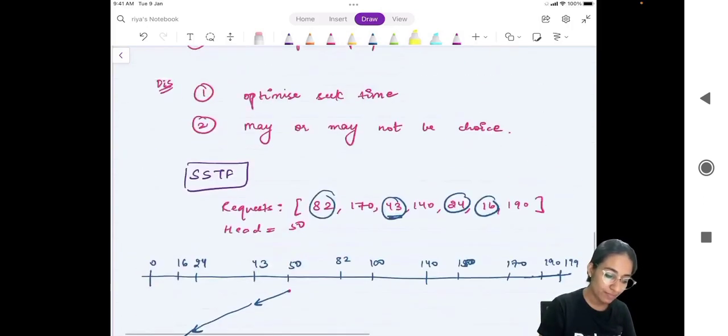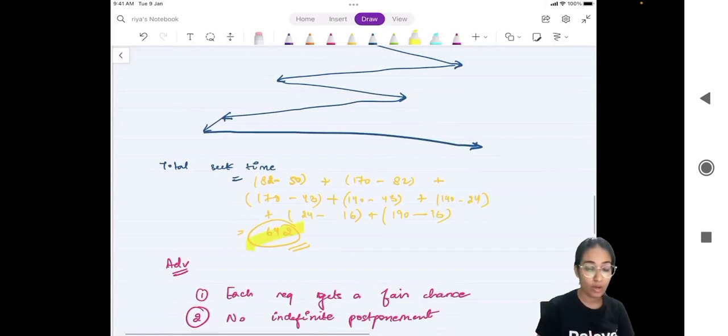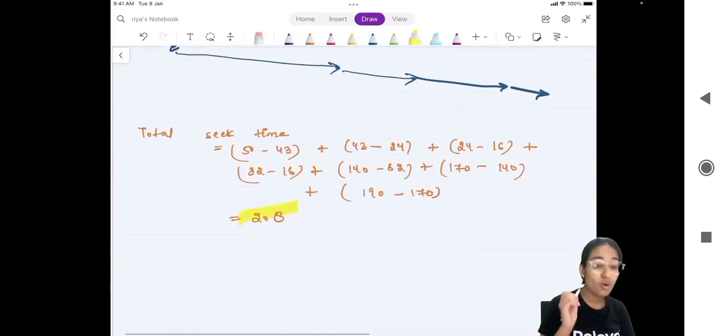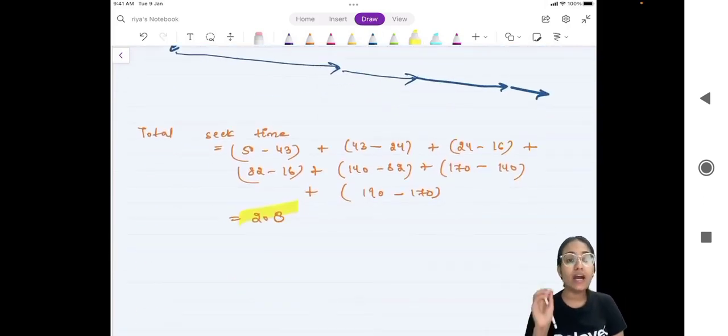Now compare the previous answer. It was 642 and now what did you get? 208. Definitely a very, very big improvement over the previous algorithm.